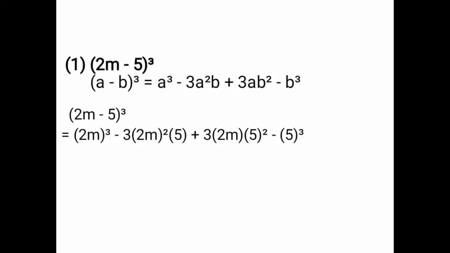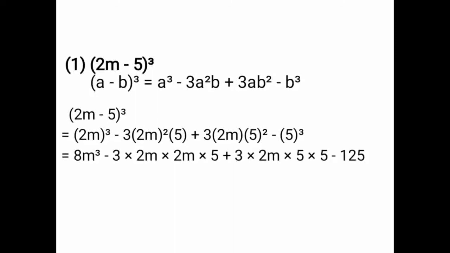So 3a square b plus 3ab square, write this in multiplication form now. The a cube part and b cube part I already solved. Now I only have to solve 3a square b plus 3ab square. Write this 8m cube as it is. I multiply this now. First 3a square b. 3 2s are 6, 6 2s are 12, 12 5s are 60.